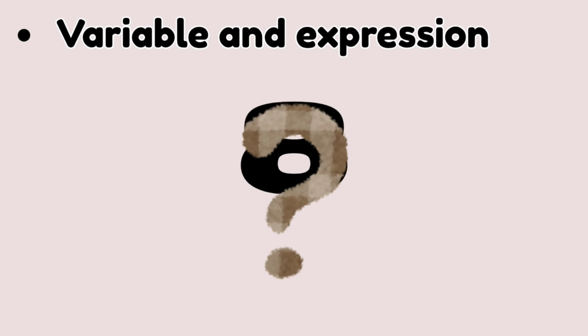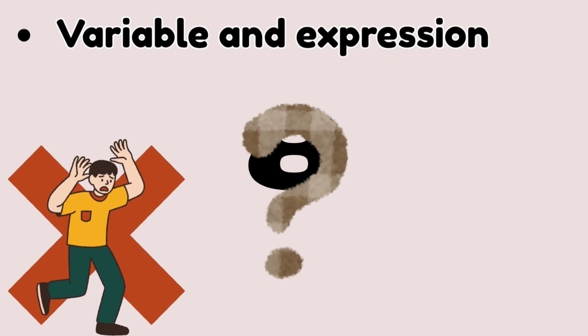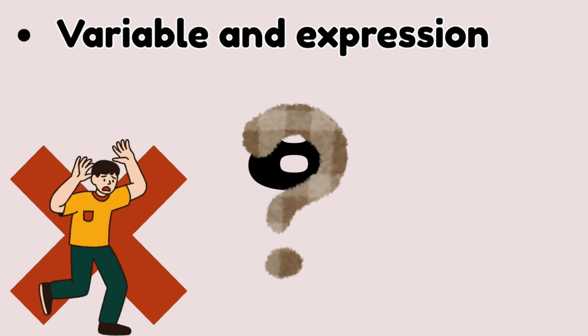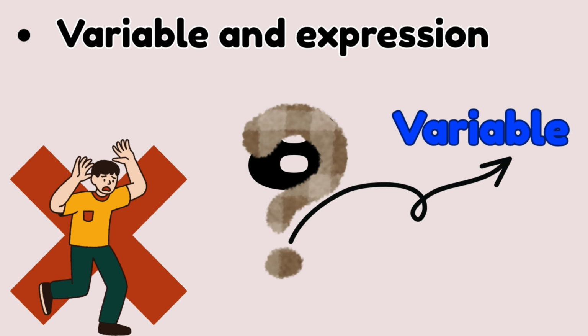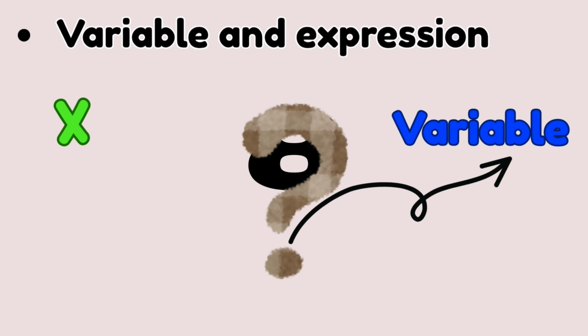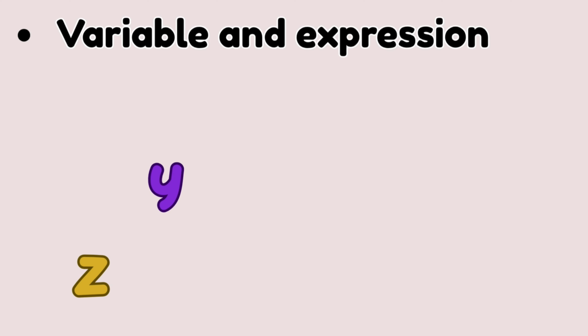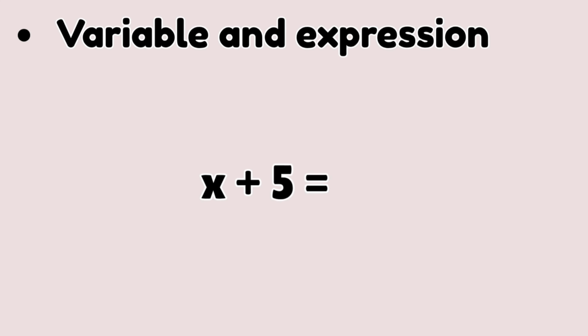Imagine you have a mystery number, but you don't know what it is yet. In math, we call that mystery number a variable. We often represent variables with letters like x, y, or z. For example, in the equation x plus 5 is equal to 10, the x is our mystery number that we need to figure out. Now, let's talk about expressions.